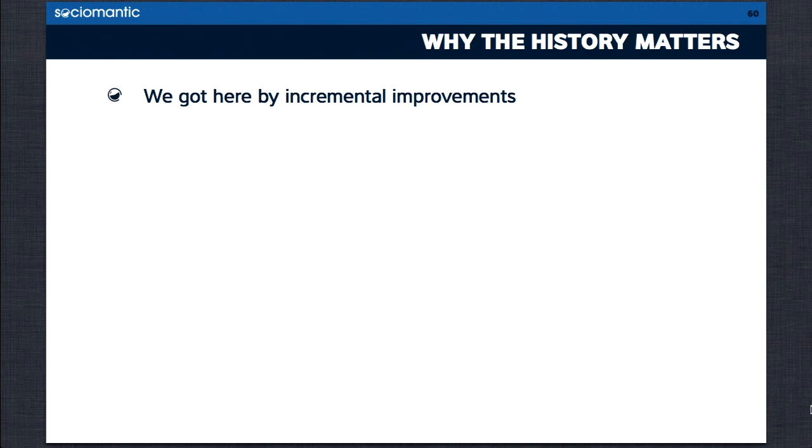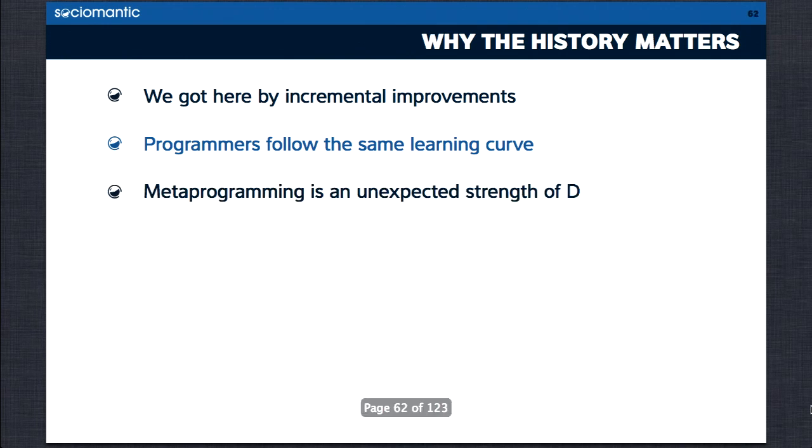The language made minor steps and we got where we are by incremental improvement. And programmers have also slowly adapted. We've gradually learned new compile time techniques. But most importantly is that metaprogramming is an unexpected strength of D. We got here like miners following a vein of gold, not by an original master plan.